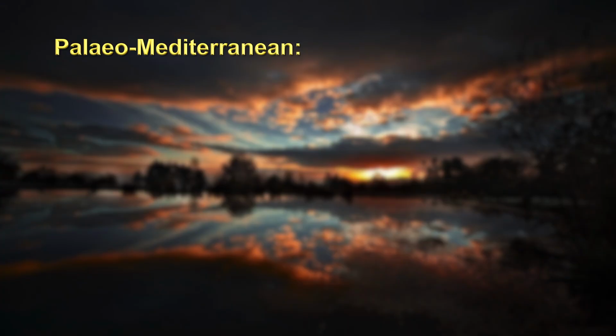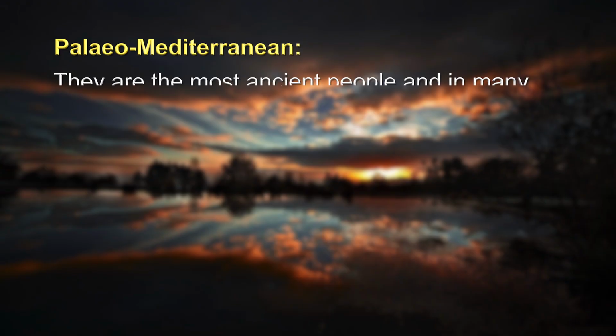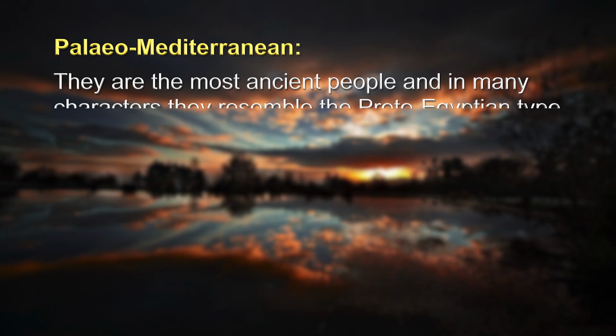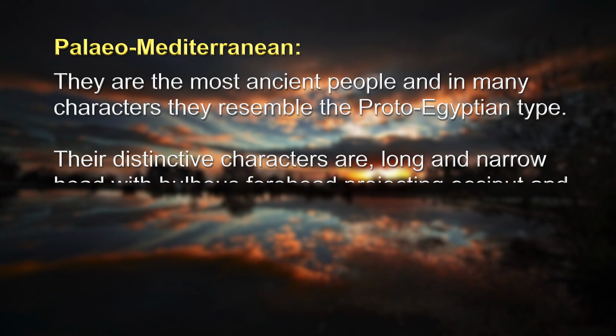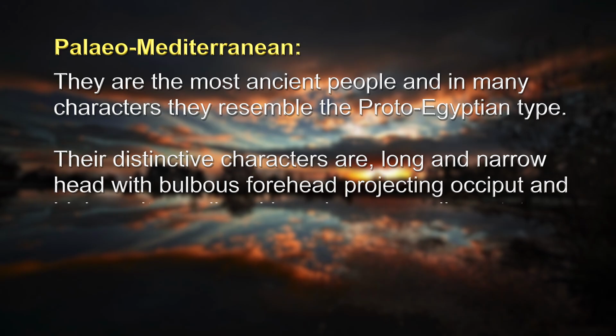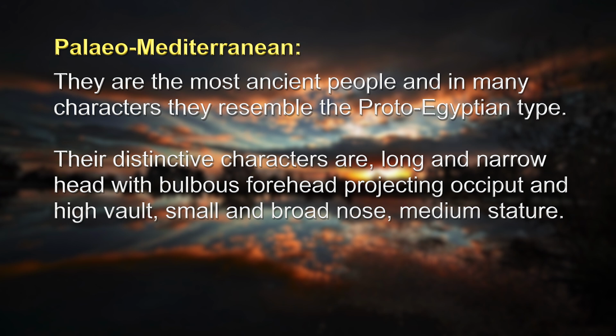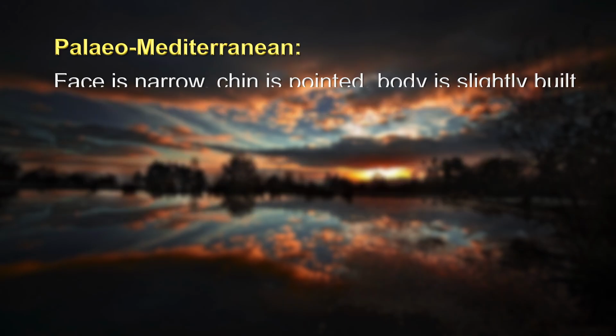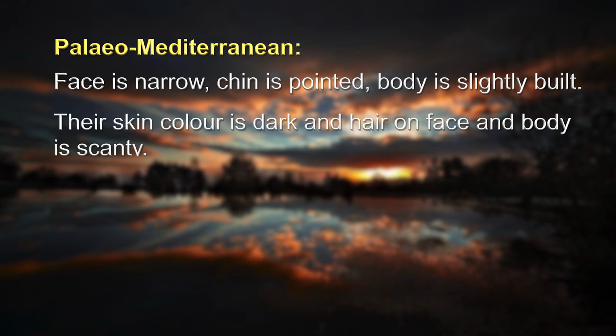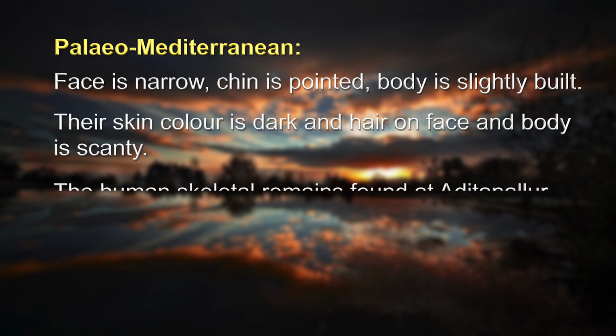Coming to the fourth one, the Mediterranean, they comprise three distinct racial types. First one, the Paleo-Mediterranean. They are the most ancient people, and in many characters they resemble the Proto-Egyptian type. Their distinctive characters are a long and narrow head with bulbous forehead, projecting occiput and high vault, a small and broad nose, medium stature, a narrow face, pointed chin, and a slightly built body. Their skin color is dark and hair on face and body is scanty.